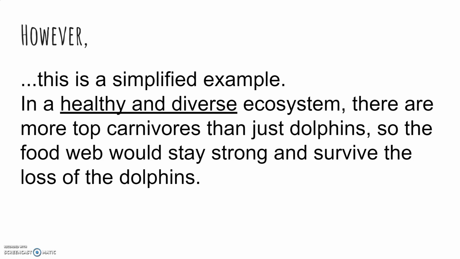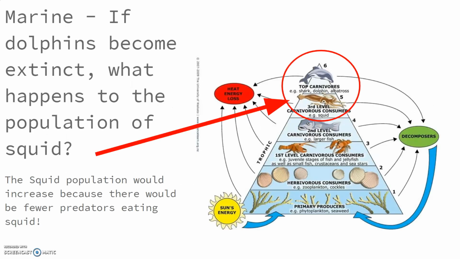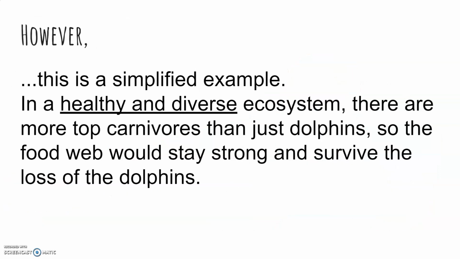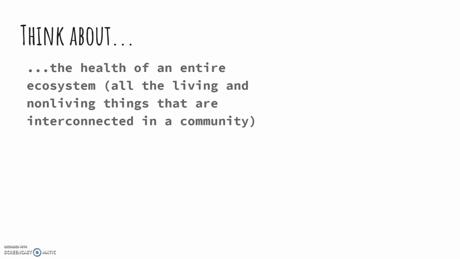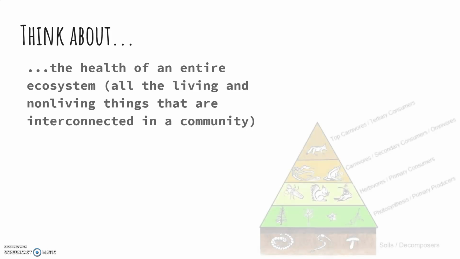In that marine example, if you lost dolphins, we also have sharks and albatross, we have orcas, we have all kinds of living things that might make up for the loss of dolphins, although it would be terribly tragic and sad because dolphins make me happy. So think about the health of an entire ecosystem. An ecosystem is all the living and non-living things that are interconnected in a community.